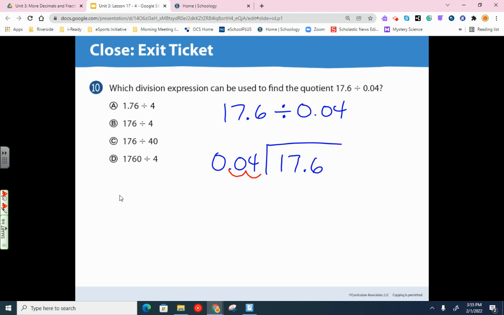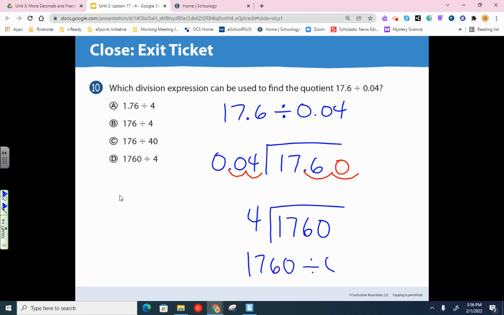So we go 2 spots over to change that to a whole number. We move once and we run out of numbers. That's because we have to go one more time and put a 0 here. So this becomes 4, and this becomes 1,760. So we know this as 1,760 divided by 4, which is letter D. Okay.